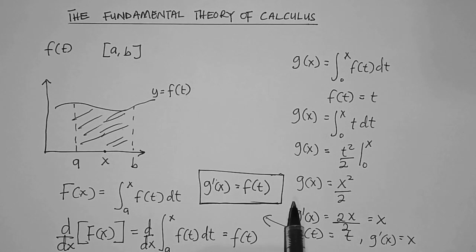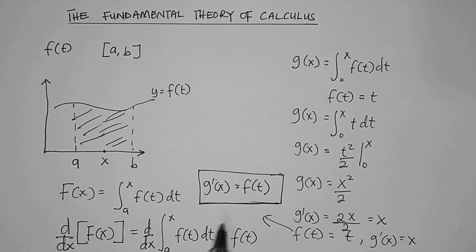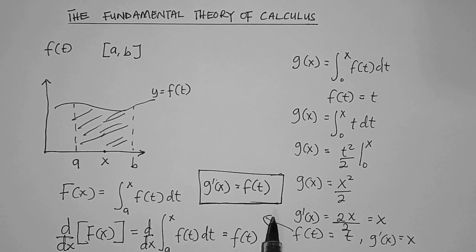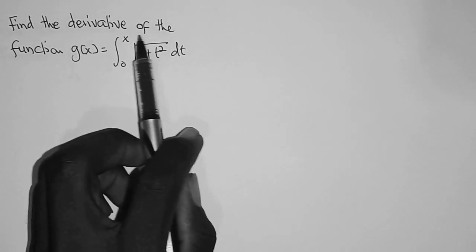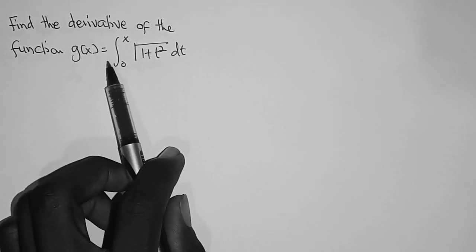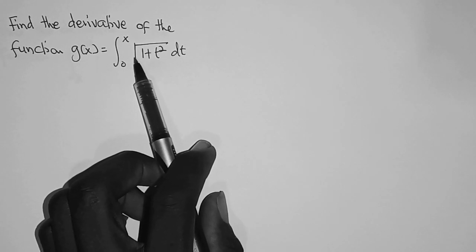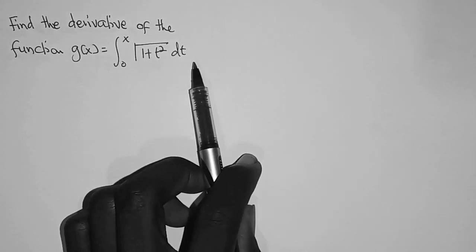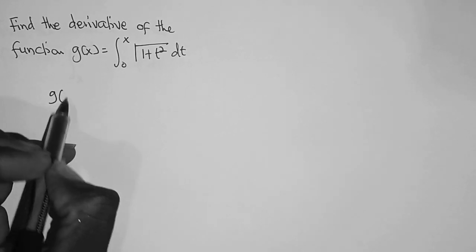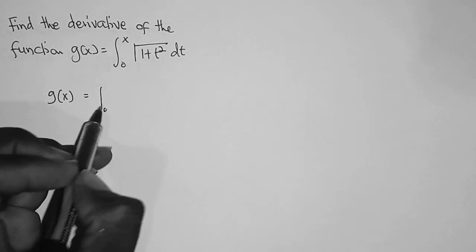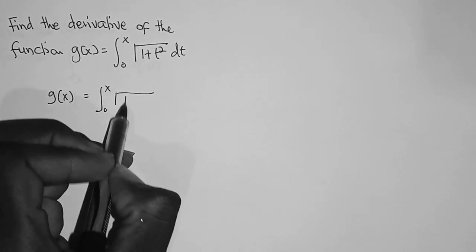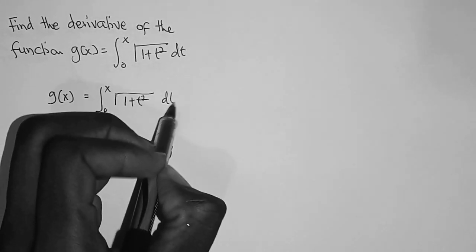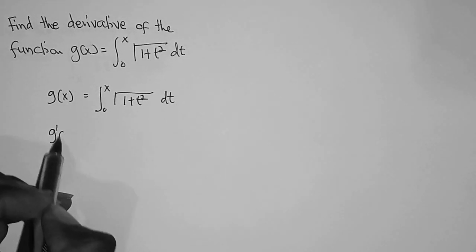Now, what this seeks to say is that any time you take the derivative of an antiderivative of a function, then the result is the function itself. So let's use this understanding to solve some examples. Find the derivative of the function g of x equals the integral from 0 to x of the square root of 1 plus t squared dt. So the function is g of x equals the integral from 0 to x of the square root of 1 plus t squared dt. Now, what is g prime of x?